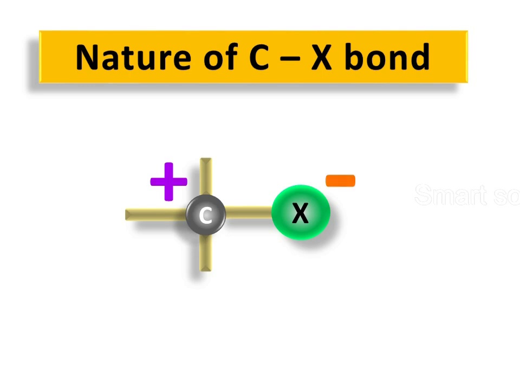The carbon atom is partially positive and halogen atom is partially negative.